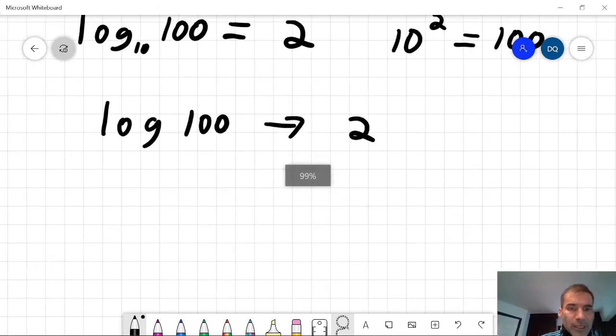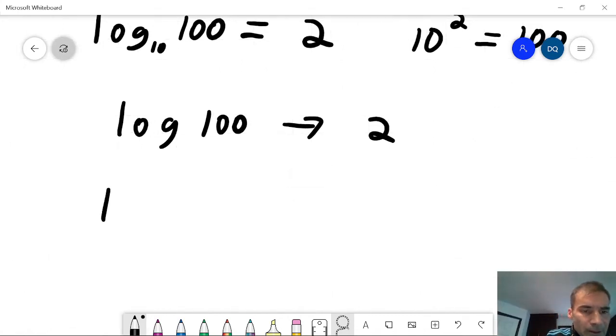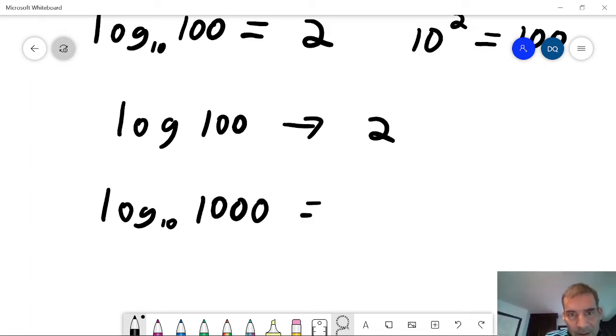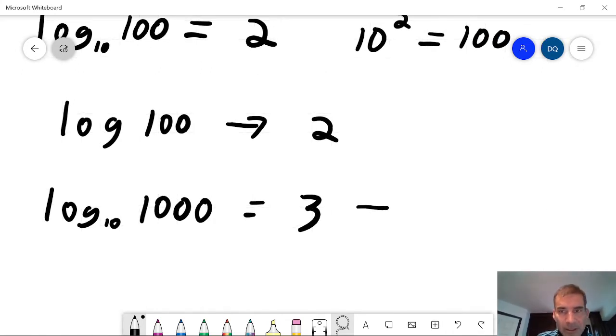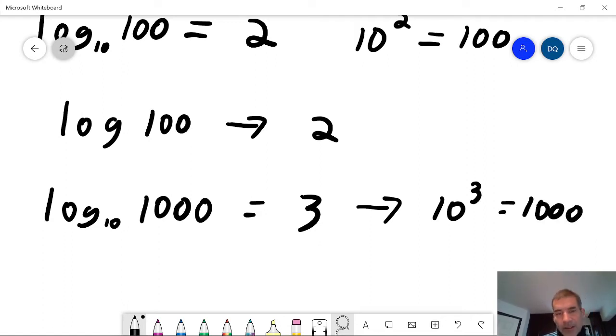We'll do a couple more examples. The log base 10 of 1000 is equal to 3. That's because if you take 10 and raise it to the exponent 3, that gives you 1000. So pressing the log button on your calculator gives you the exponent that you would have to raise 10 to in order to get the number that you've entered.